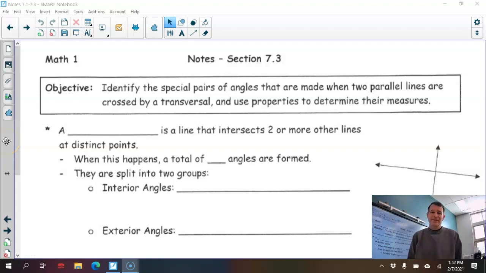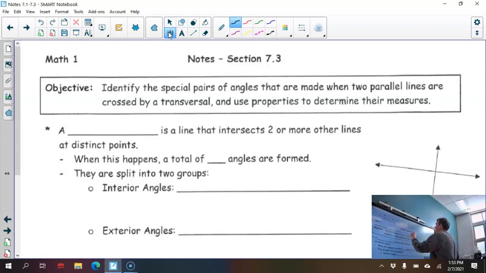Hey there, Math 1. Today we are doing the next section in Chapter 7. We are going to continue with some different pairs of angles. We just got finished learning about vertical angles and a linear pair of angles and supplementary and complementary. And today we go over angles made by two lines crossed by a transversal. So here we go.